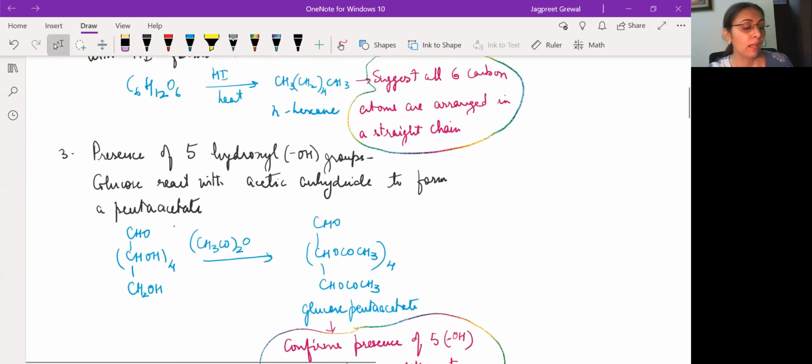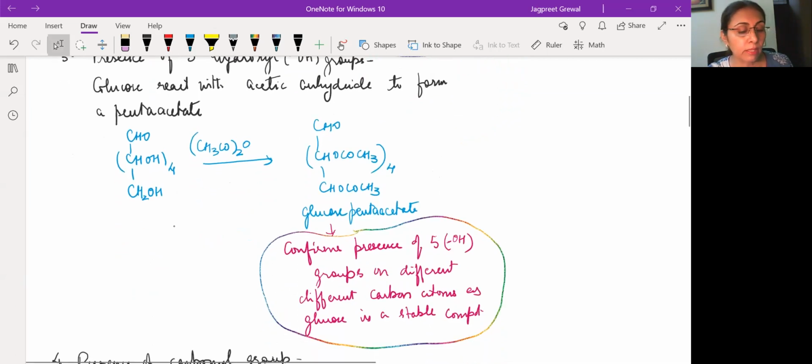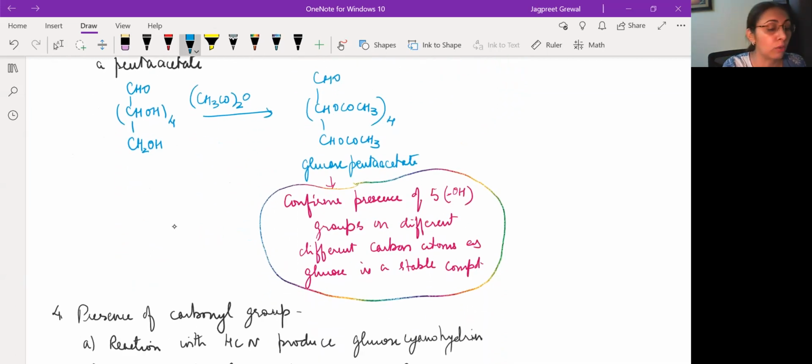Next, the presence of 5 hydroxyl groups was obtained from the evidence that when you heat glucose with acetic anhydride, it forms a pentaacetate. Hydroxyl groups react with the acetic anhydride to form a pentaacetate. So pentaacetate means how many hydroxyl groups are present? There are 5 hydroxyl groups.